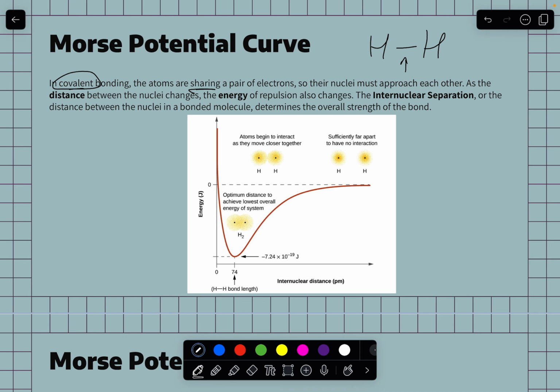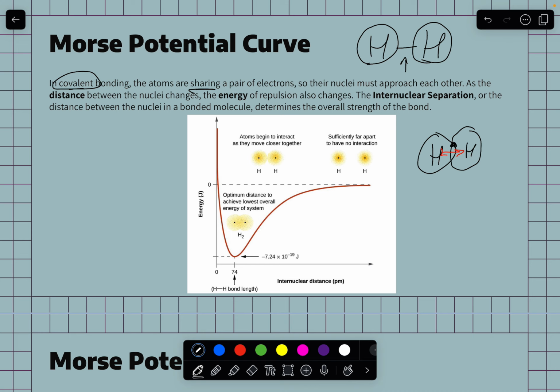And since we're sharing electrons, the nuclei have to approach each other, right? We have this hydrogen, we have this hydrogen. There has to be some overlap. So if we draw it like a Bohr model, this H is just one, this other H has to overlap it. So these nuclei are approaching each other. Remember, nuclei are positive. They're going to kind of repel each other.